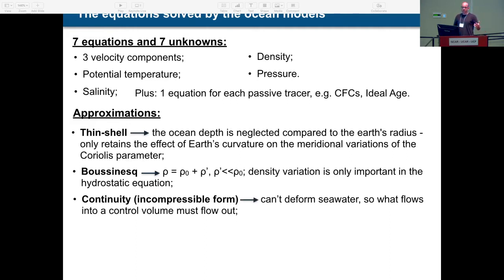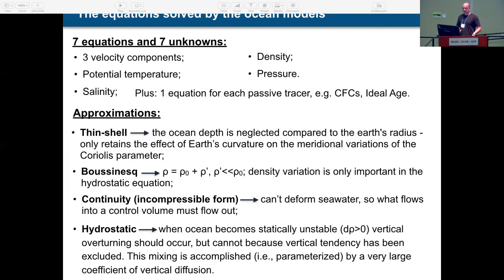Continuity equation, so basically incompressible flow. What flows into a control volume must flow out. So it's the idea of constant volume in the ocean. And then finally, the hydrostatic approximation, in which all the vertical accelerations that are smaller than gravity are neglected. And for a climate ocean model used for climate simulations, this is a pretty good approximation.